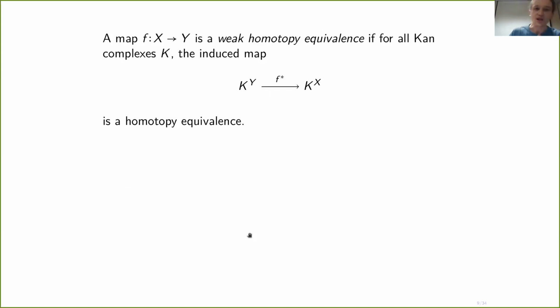Namely, if I declare that a map F is a weak homotopy equivalence when, for all Kan complexes, the induced map between the mapping spaces like this is a homotopy equivalence, then this turns out to be a good definition, which, well, first of all, it solves problems like the one from a slide before. Things like the spine of N are now contractible in the sense of this definition, i.e. weakly homotopy equivalent to a point. And it solves all sorts of other issues that we might have with the notion of homotopy equivalence. This is all over a well-behaved class, better behaved than the class of homotopy equivalences.